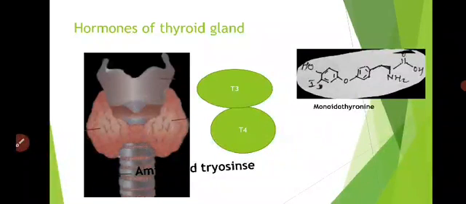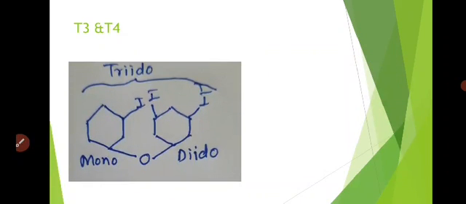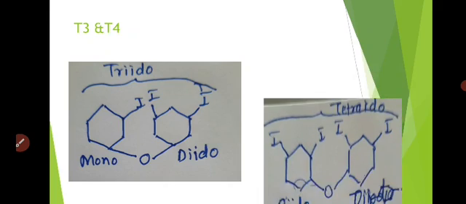Here the monoiodothyronine. When one iodine molecule is attached, it is called monoiodothyronine, and when two iodine molecules are attached, it is called diiodothyronine. So this is the triiodothyronine: when diiodothyronine combines with monoiodothyronine, it produces the triiodothyronine.